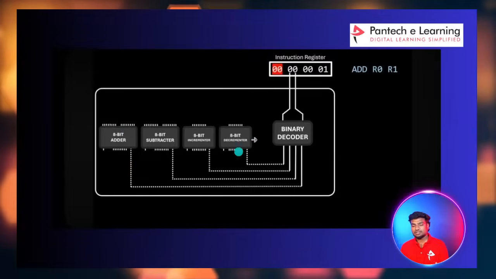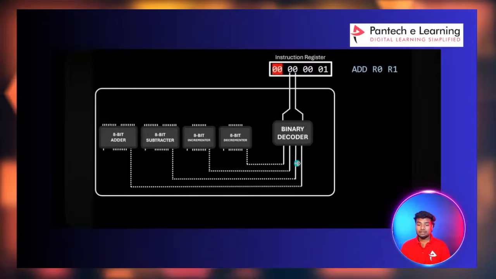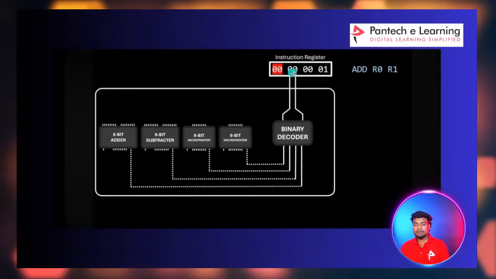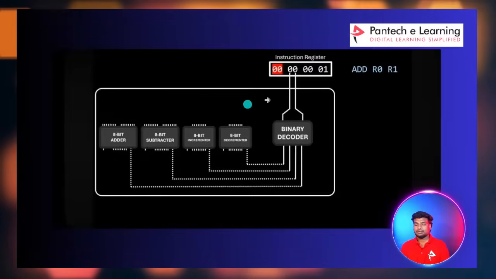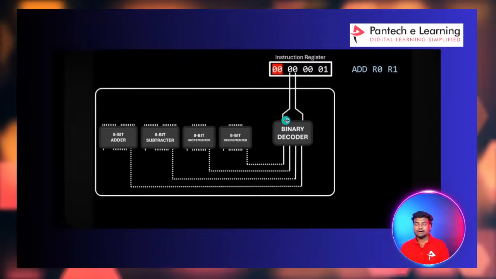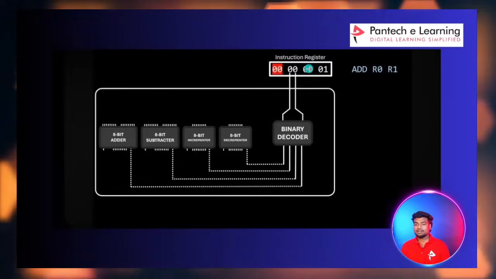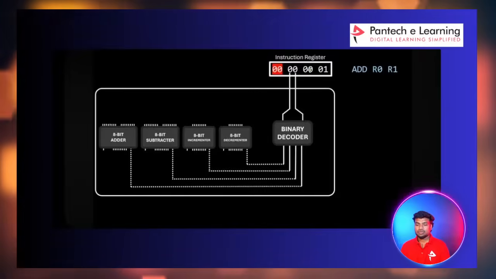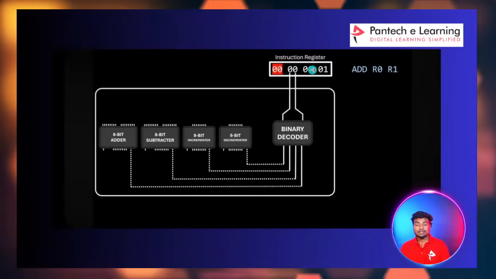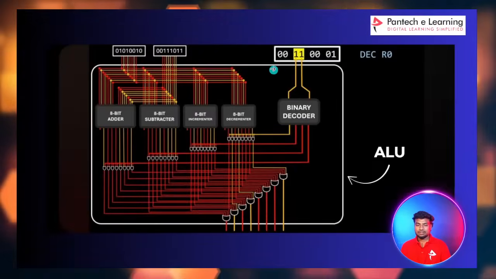So I designed the logic like this only. In real time there is a lot more logic, but my logic is based on this third byte. If it is 0 0, add operation. If it is 0 1, subtract operation. So by using this binary decoder I can control the operations. And then these are the data registers, where the data is stored in my register.